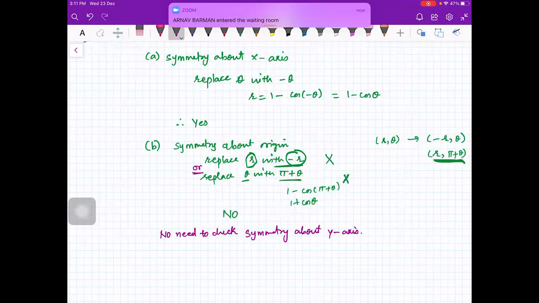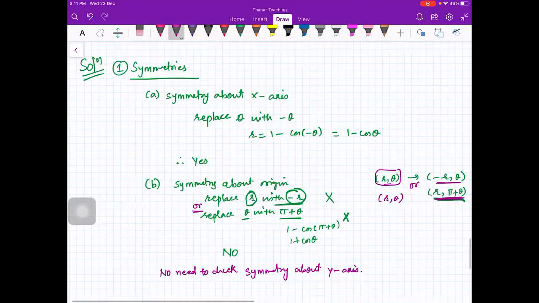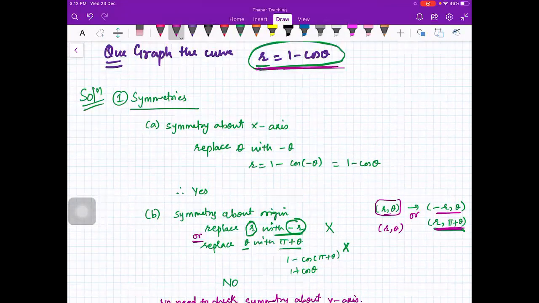They are separate. That is what I am telling you. If r, theta lies on the curve and minus r comma theta also lies on the curve, then you say that there is symmetry about the origin. Or if r comma theta lies on the curve and r comma pi plus theta lies on the curve, then also you can say that your curve is symmetric about the origin. So the first step gives you the information that this graph is symmetric about the x-axis. It is not symmetric about the origin. It is not symmetric about the y-axis. Is that clear to everybody?